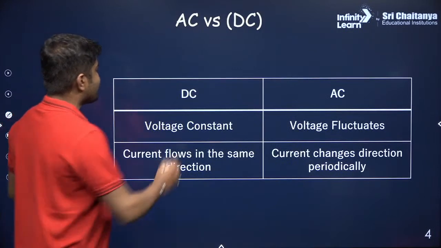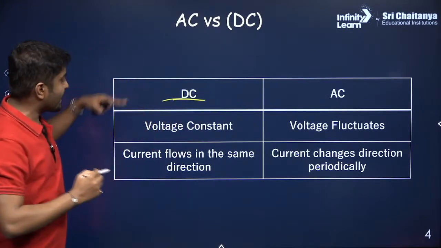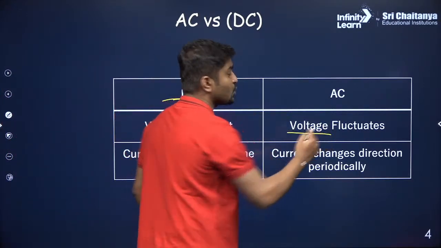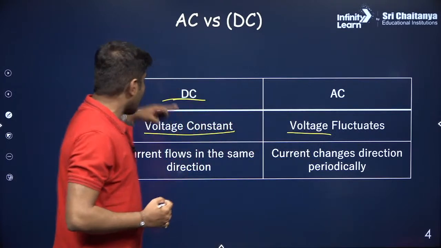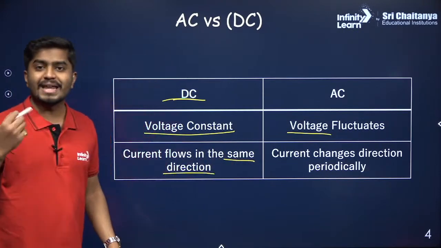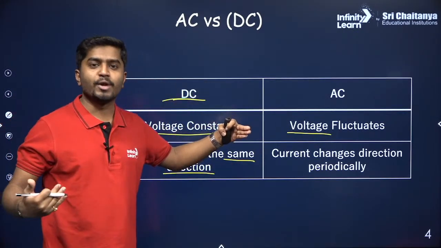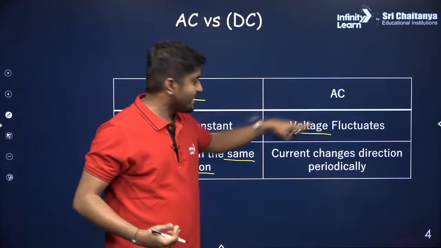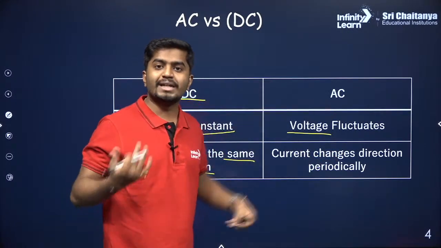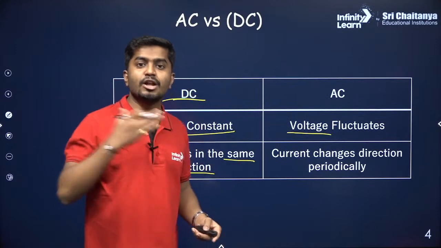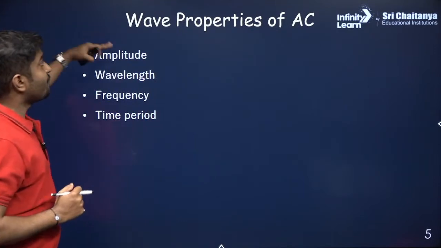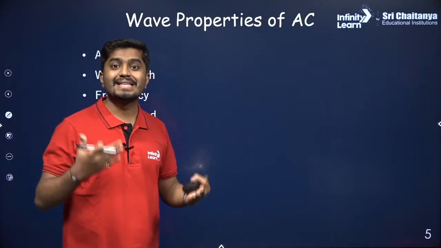So now, what is DC? Direct current. In direct current, voltage is constant. In AC, that is alternating current, voltage fluctuates periodically. In DC, current flows in the same direction, or it is unidirectional, from higher potential to lower potential. But for AC, current changes direction periodically. For AC, or alternating current, there is no higher potential or lower potential. Current only fluctuates.